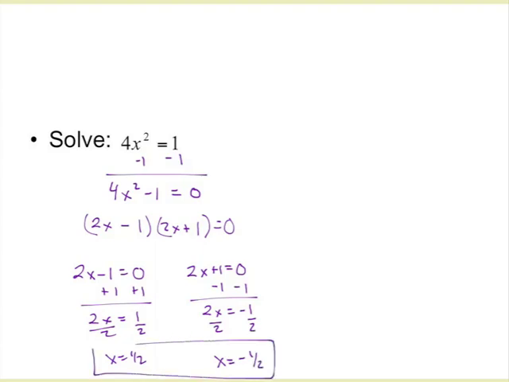How did you get the 2x minus 1 and 2x plus 1? That's our factoring of our special form, that we look for perfect squares. So the square root of 4x squared is 2x, and the square root of 1 is 1. When we just have those two terms, we do the plus and the minus to cancel out the insides.